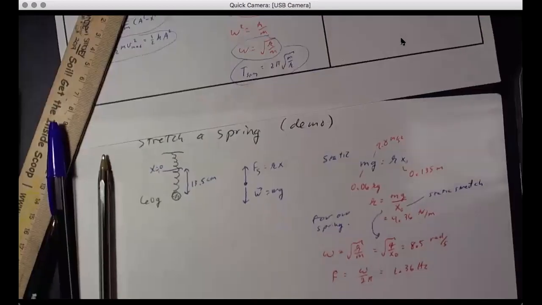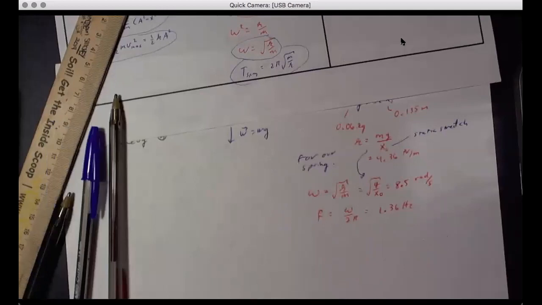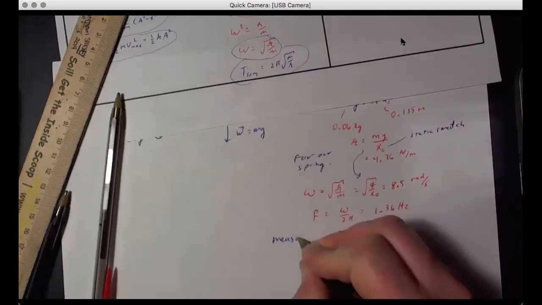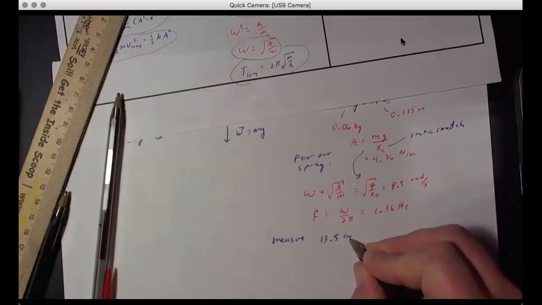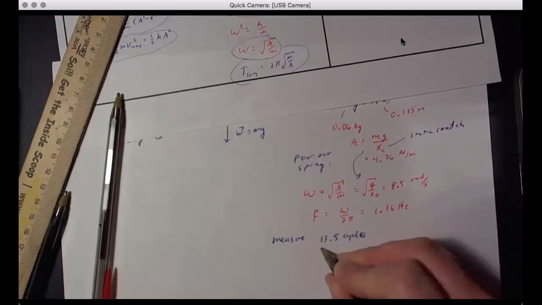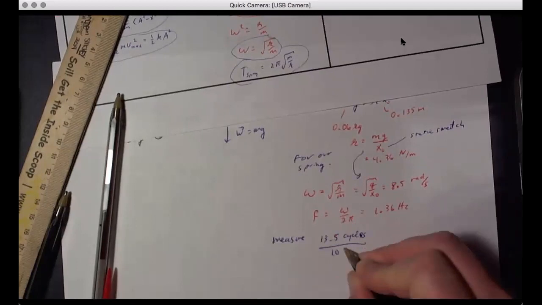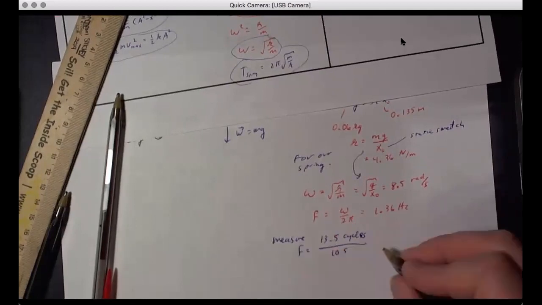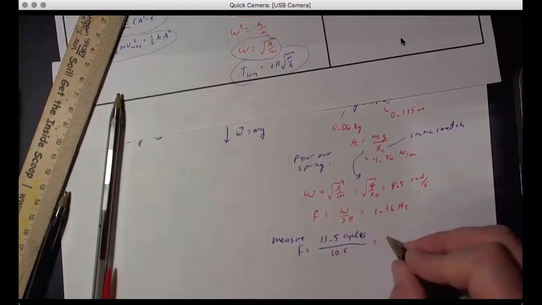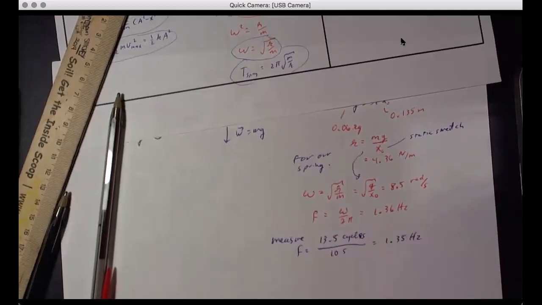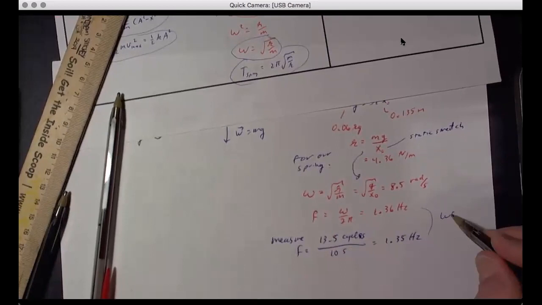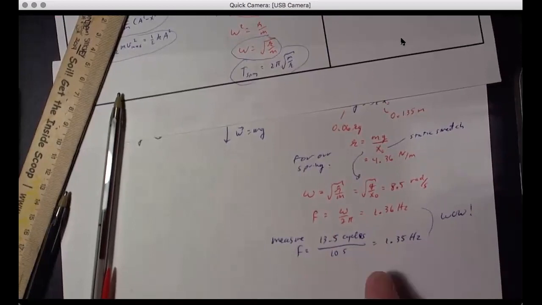So I measured 13.5 cycles in 10 seconds, which is 1.35 hertz. Well, what do you know? Wow, and if you turn wow upside down, you get mom. Wow, that's pretty good. So it actually works.